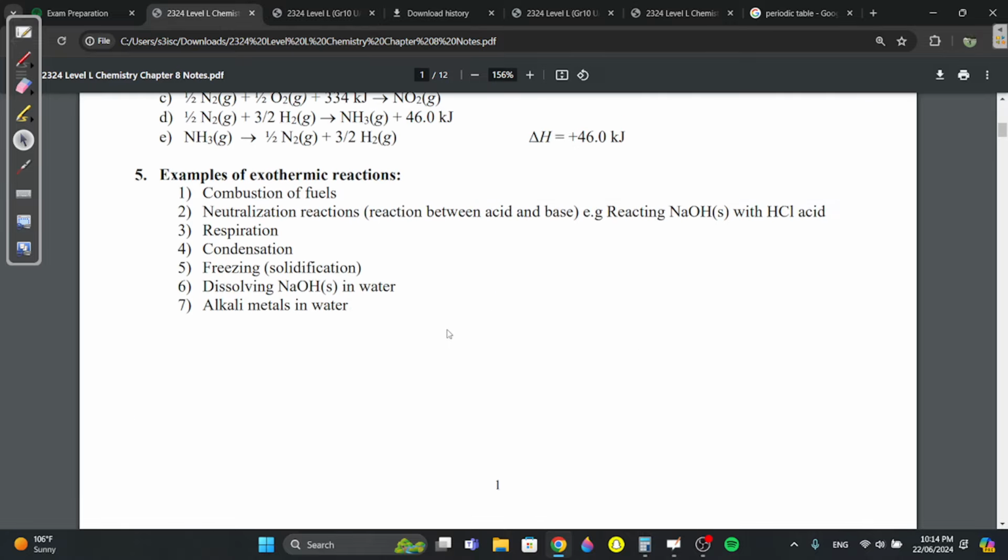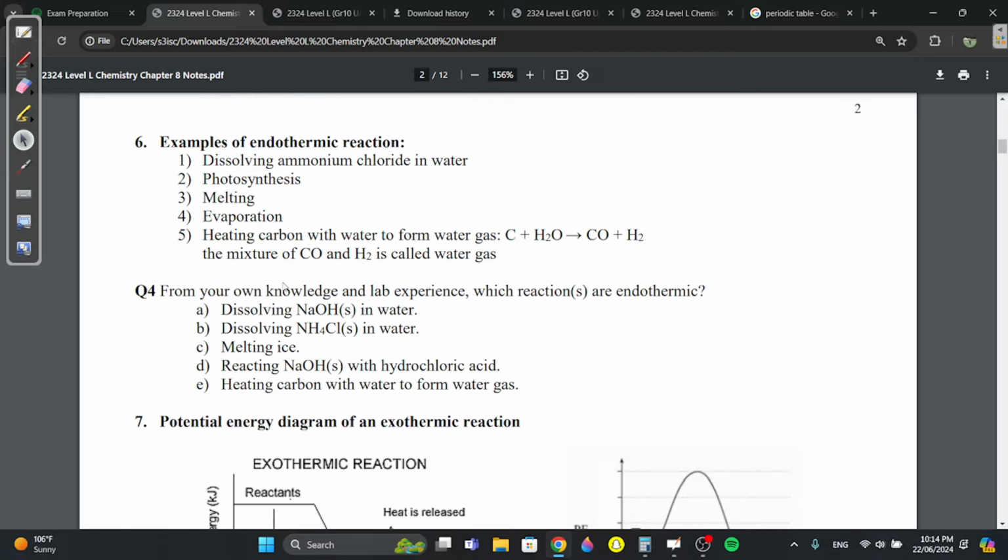NH4Cl, is that also here? Neutralization reactions with an acid and a base, that's exo. NH4Cl is going to be endothermic, because I looked at it over here. Dissolving ammonium chloride in water is endothermic. Ammonium chloride is NH4Cl. A nice way to remember it: ammonia is always cold.